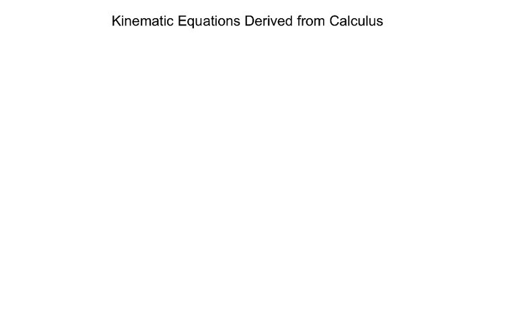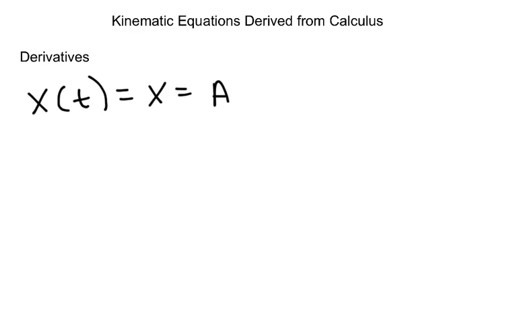Kinematic equations derived from calculus. I want to start by reviewing how to take the derivative. Let's say we're dealing with a function as a position of time, perhaps just written as x, and that's equal to some coefficient multiplied by the variable t to an exponent of n.